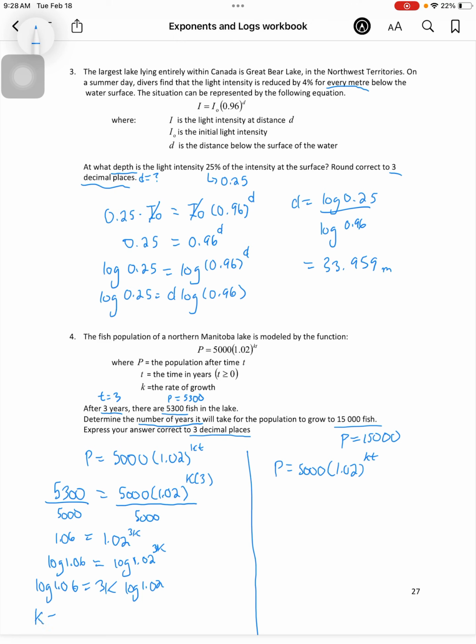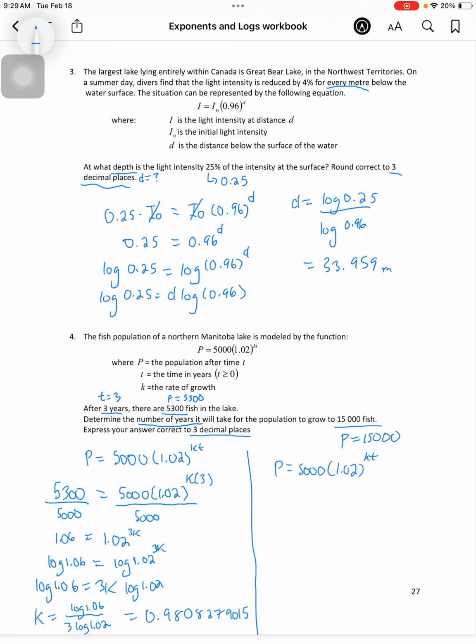Now when you isolate for k, it's going to be log 1.06 divided by 3 log 1.02, and that would give you 0.9808279015. Do not round at this stage, because we're not looking for k, we're looking for t. You need all your decimal places in order to find out what t is in the second part.